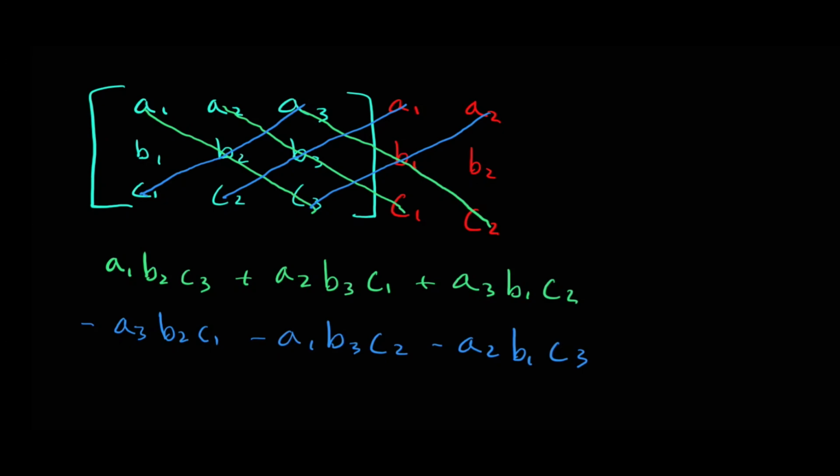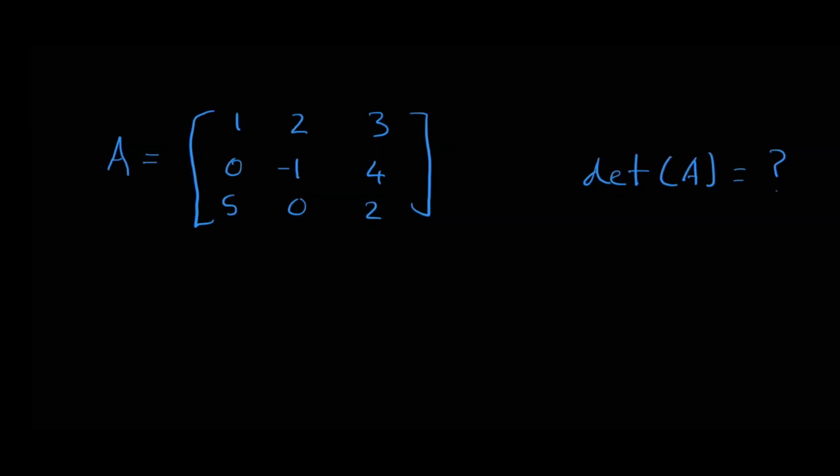But you don't need to memorize it, because you can just remember that you take the first two columns and rewrite them on the right side, and then use this crisscross pattern that I drew to work out the formula. Right, let's do some examples of 3x3 matrices. So see if you can find the determinant of A.